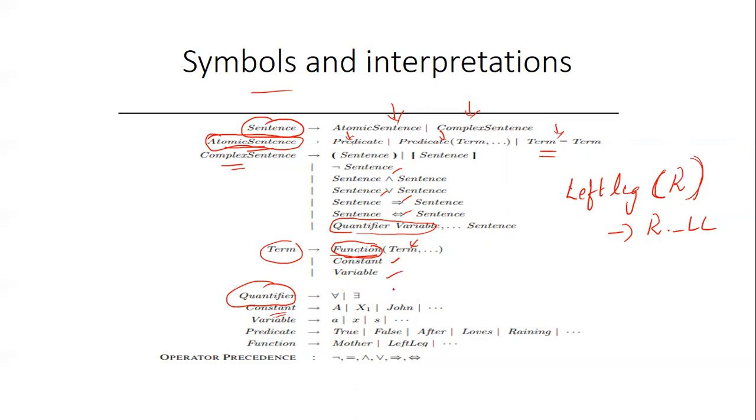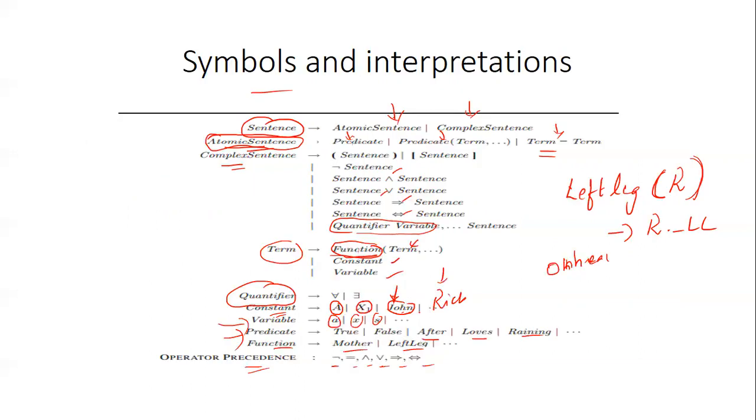The constants can be any object's name, A, X, John. All these are constants. If the constant contains one letter, we represent it using a capital letter. If the constant contains multiple letters, the first letter is capitalized. So if John is a constant, J is capitalized. Richard is a constant, R is capitalized. Whereas variables are represented using small case letters. And predicates are nothing but the relations, for example left leg, on head, brother. After, loves, raining are all predicates. Left leg is a function, mother is a function. Apart from this, we can also use operators in first order logic: not, equal to, and, or, implication, bidirectional, all these things, right?